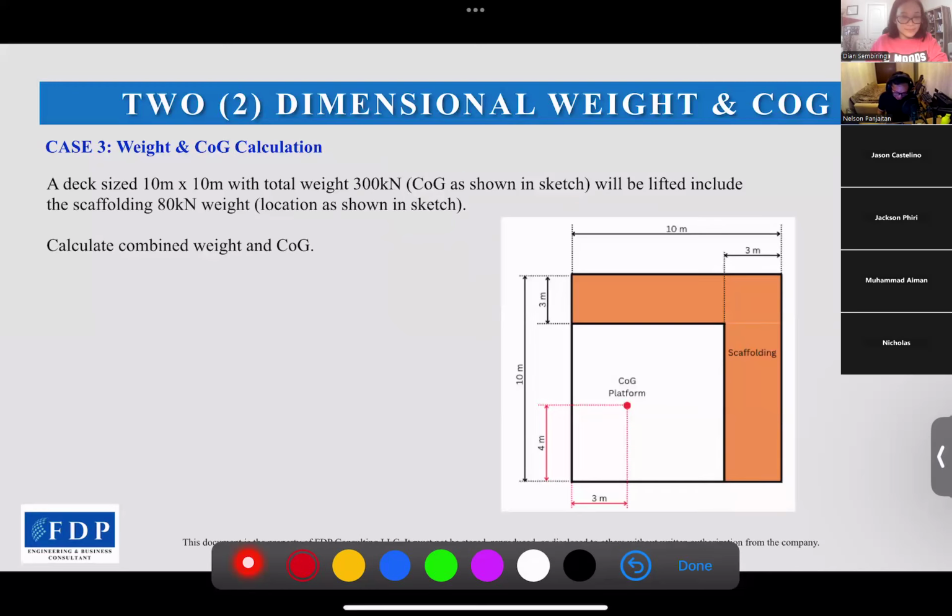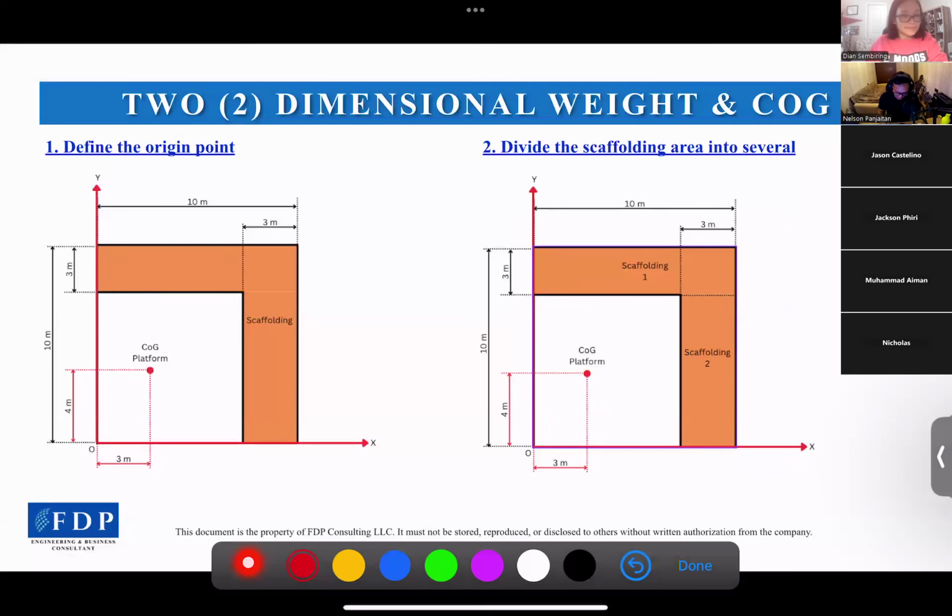We continue with case 3. Same deck, 10 meters times 10 meters, total weight is 300 kilonewtons. COG as shown will be lifted, including the scaffolding, 80 kilonewton weight. The location is shown here in yellow color. Calculate the combined weight and COG. So first, we need to define the origin point. I keep using this origin point here.